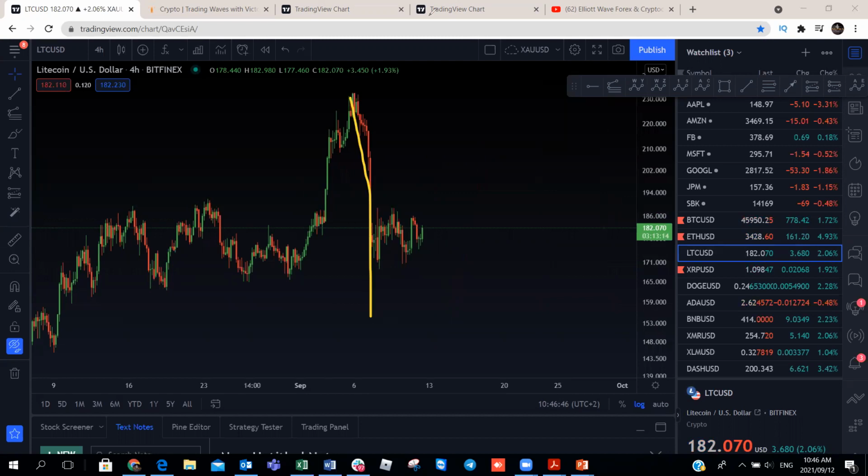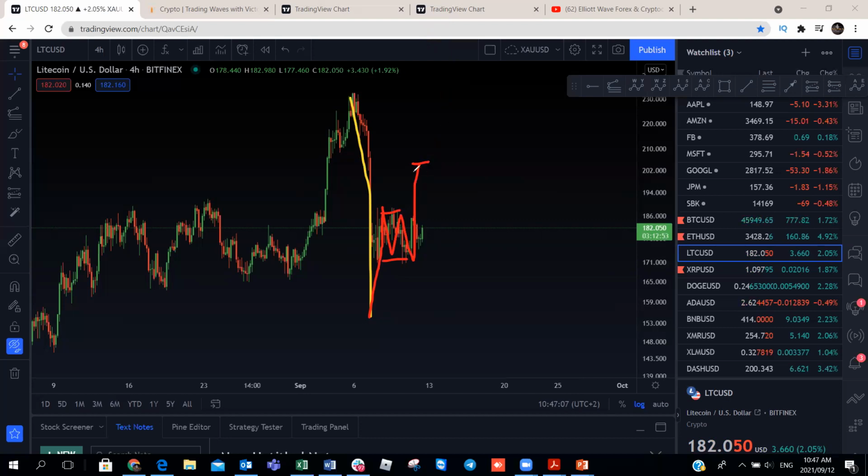After that, we get a 3-wave move to the upside, or the 3-wave that is in the making currently, so that we can get a move to the upside. There's a possibility that this can just go like that, but for now, we're going to take it one wave at a time, and we're going to just look for this to get around this level for now, reclaim around the 200 level on Litecoin.